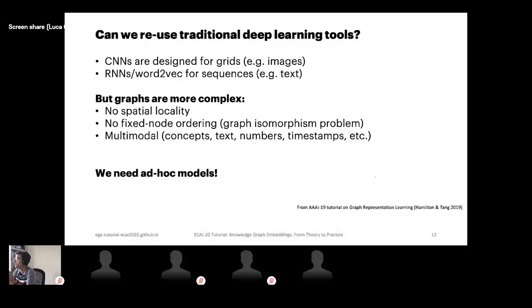And this is what graph representation learning does. It's a task that could be carried out in a number of ways, using a number of tools. We could use existing popular and mainstream architectures like convolutional neural networks or RNNs. But the problem is that these architectures have been designed mostly for grids in the case of CNNs, or for sequences in the case of RNNs. And we claim that graphs are definitely more complex than that. There is, first of all, no notion of spatial locality. There is no fixed node ordering. If you're familiar with the graph isomorphism problem, that is one of those critical aspects to consider when designing an architecture.